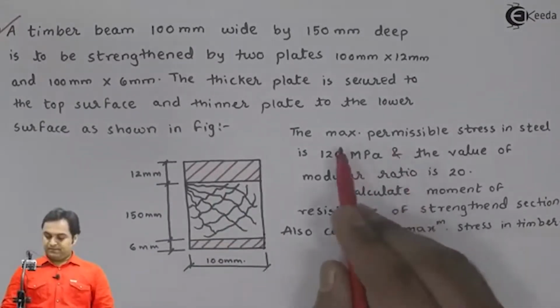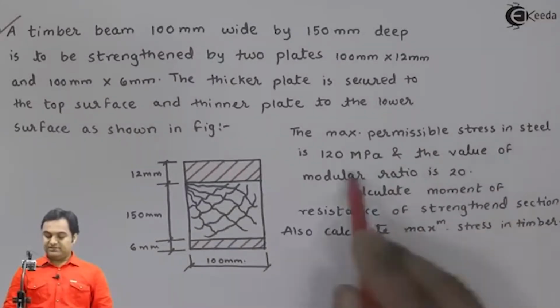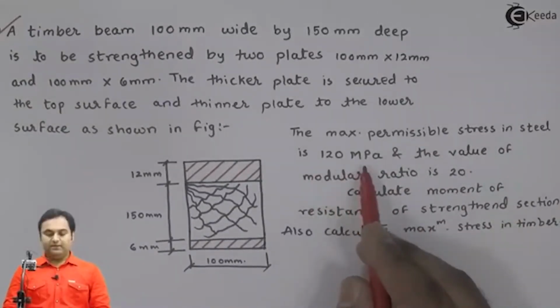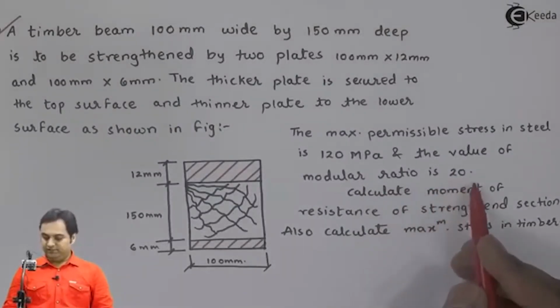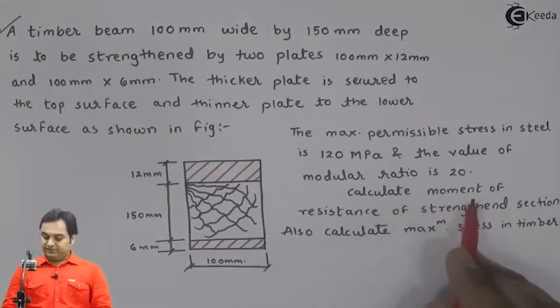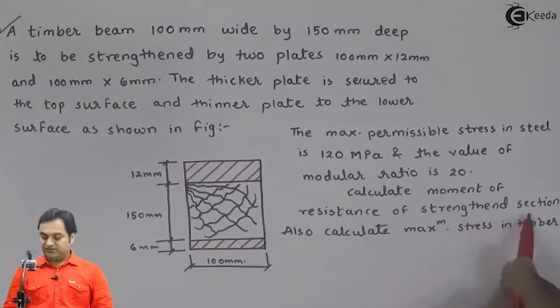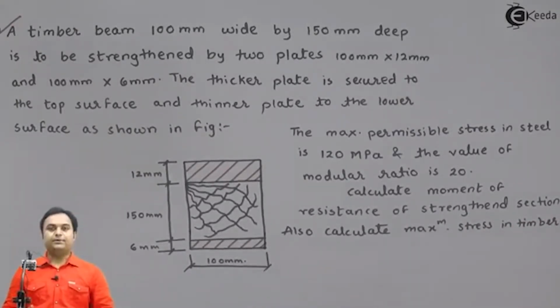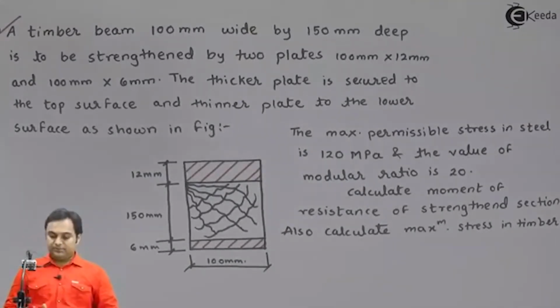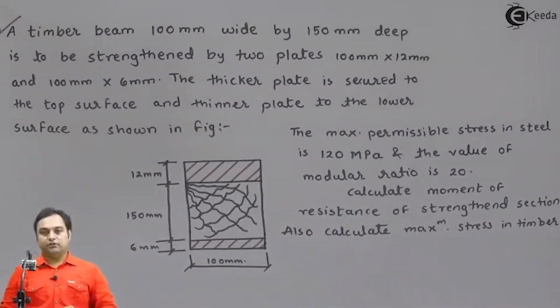Next, the maximum permissible stress in steel is 120 megapascal and the value of modular ratio is 20. Calculate moment of resistance of strengthened section. Also calculate maximum stress in timber. Now, this is the problem of flitched beam which we have in front of us.